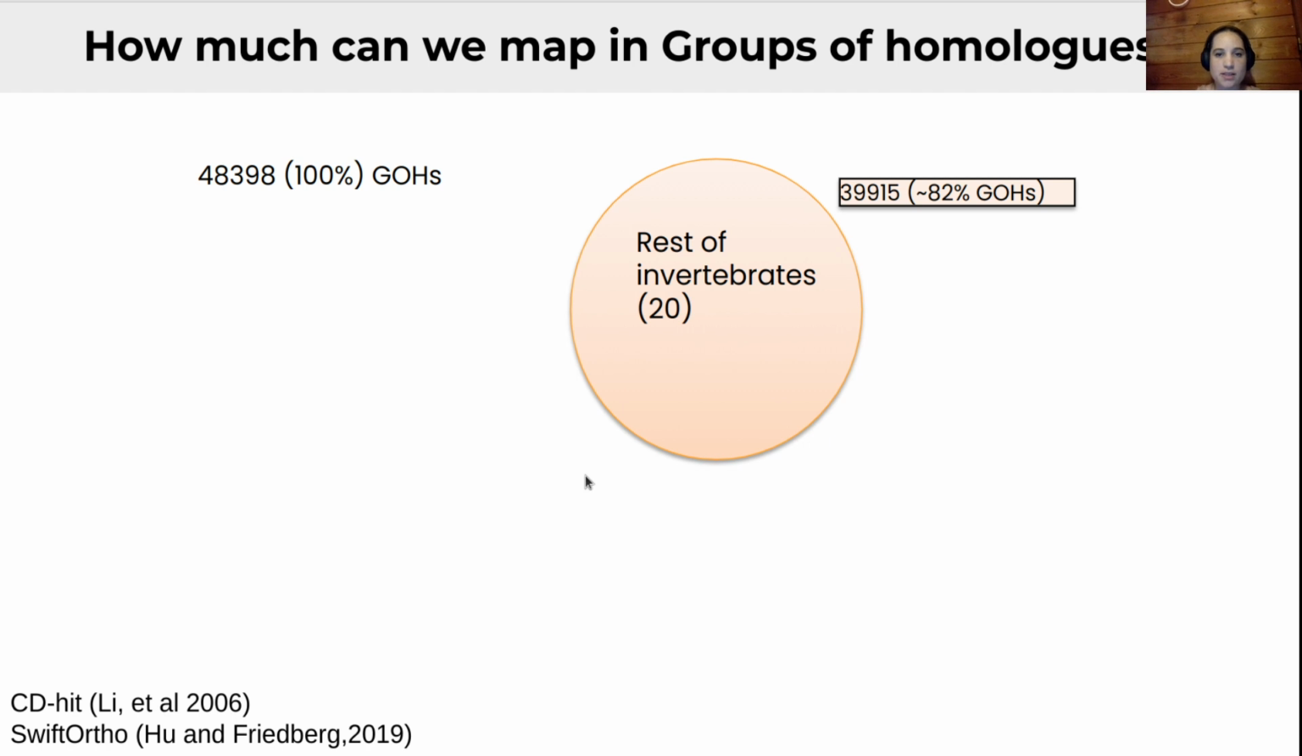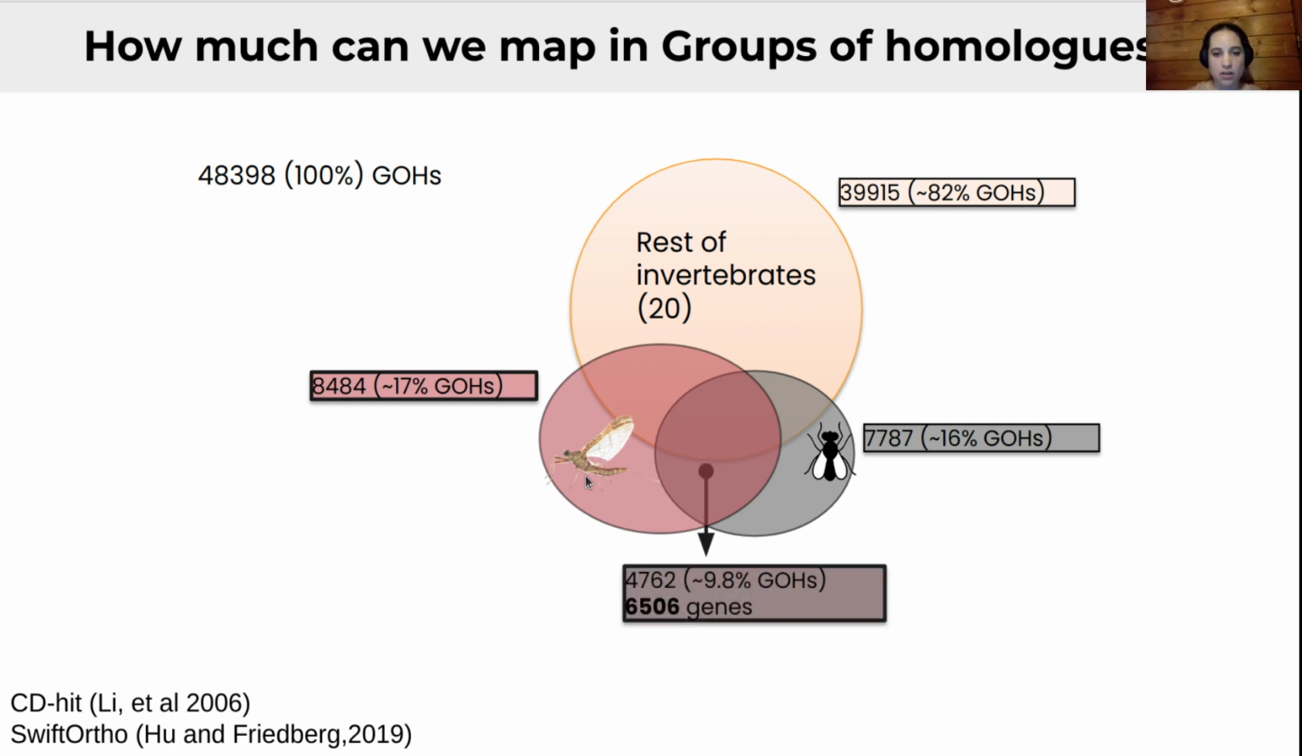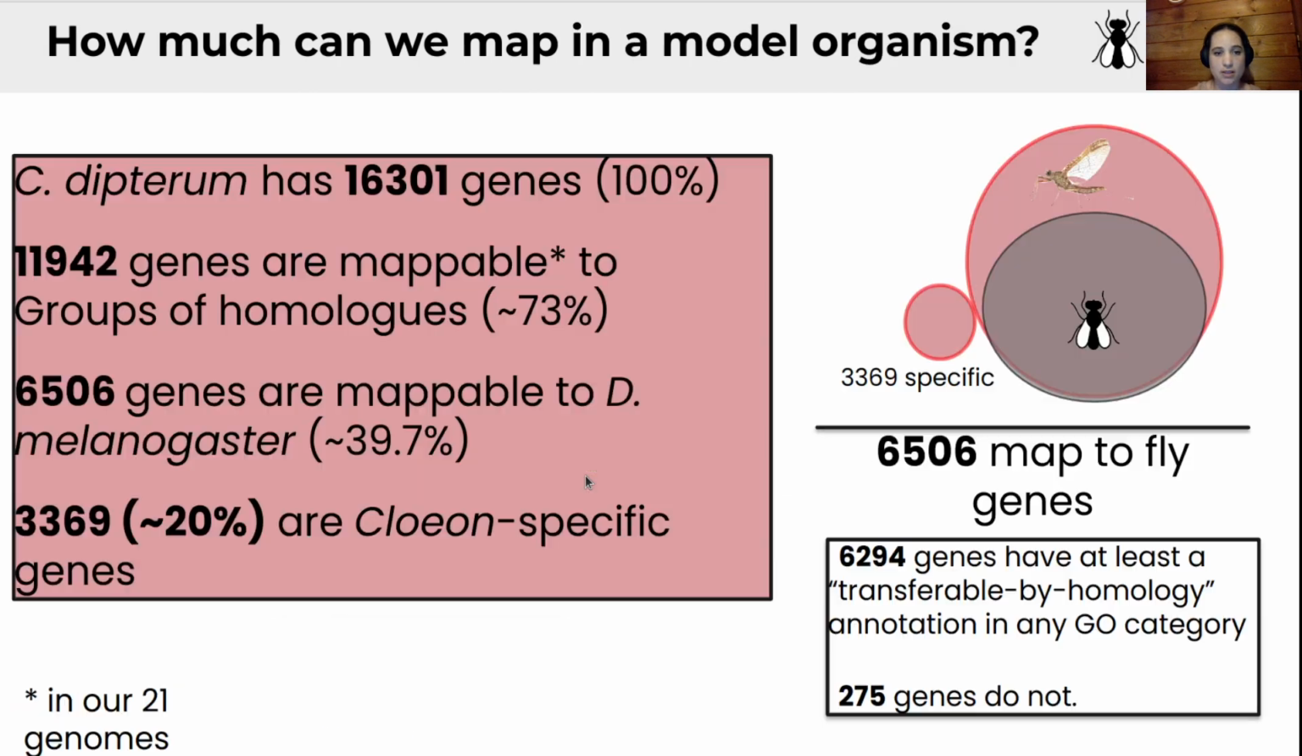So, as a result of the analysis, how much can we map in groups of homologs? If we obtain a total of 48,398 groups of homologs with all the organisms, we can find 39,915 groups of homologs that Cloeon and Drosophila share with the rest of invertebrates, in which 17% and 16% belong to Cloeon dipterum and Drosophila melanogaster respectively, and the percentage shared between each other is 9.8%, like a total of 6,506 genes that Cloeon dipterum takes from homology from Drosophila melanogaster.